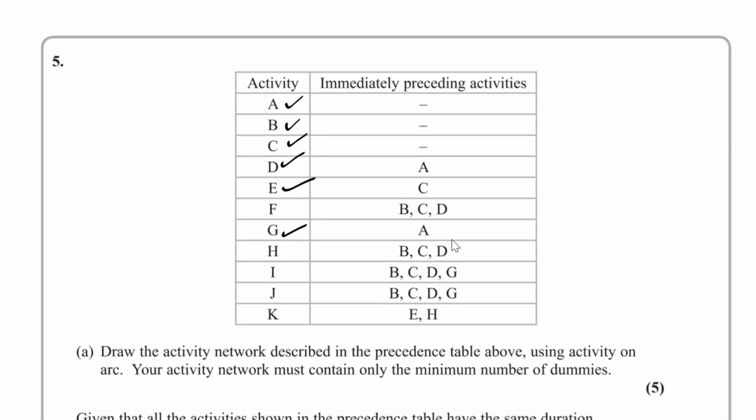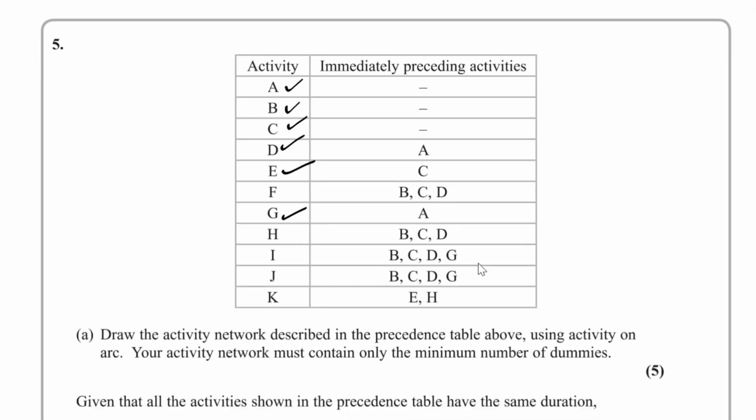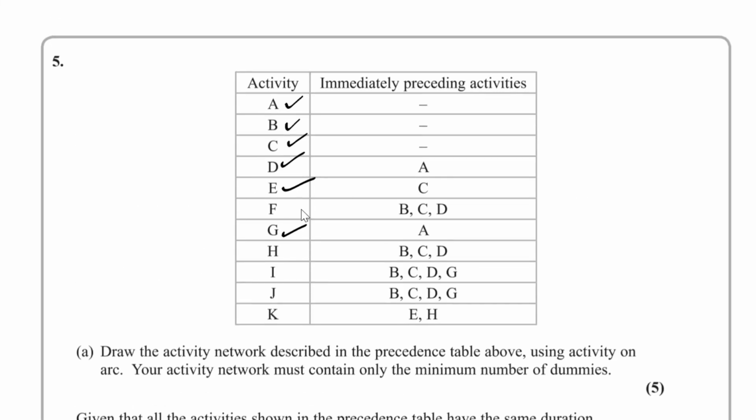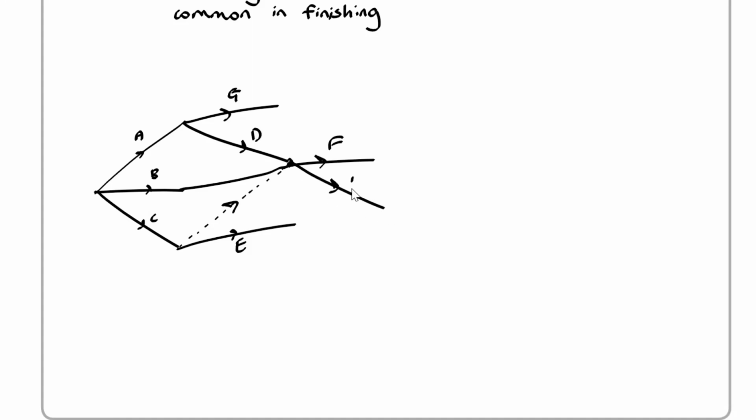And you've got F which depends on B, C and D. So we've got B, C and D finishing. If I swap the D and the G round, so we have G over here and D over here, then we know that F depends on B, C and D finishing. Now you have to be a bit careful over here. Here we require a dummy, so make sure that you show the dummy. So that's F done, and H also depends on B, C and D. So we've got H coming out over here.